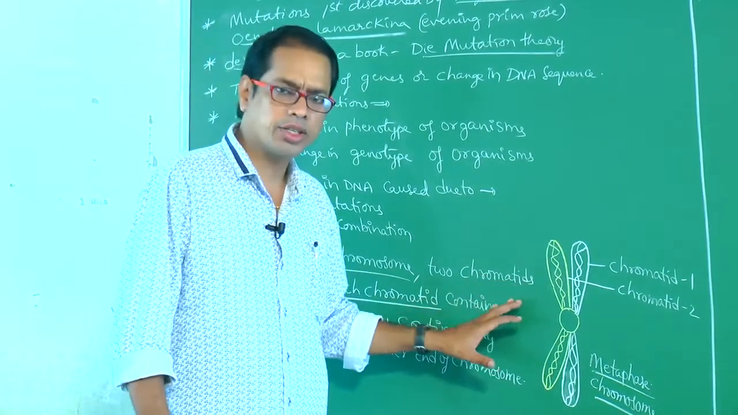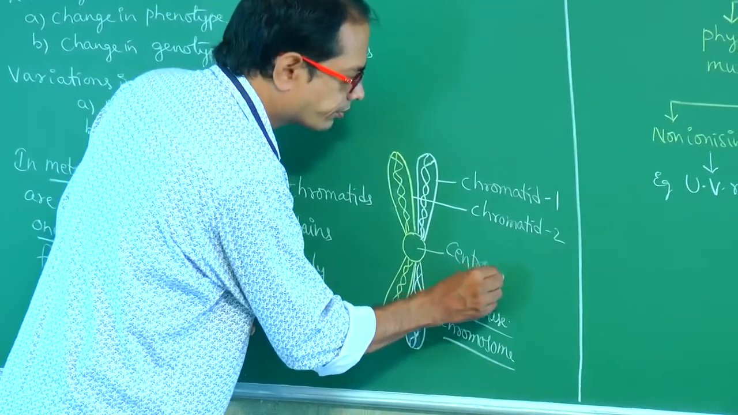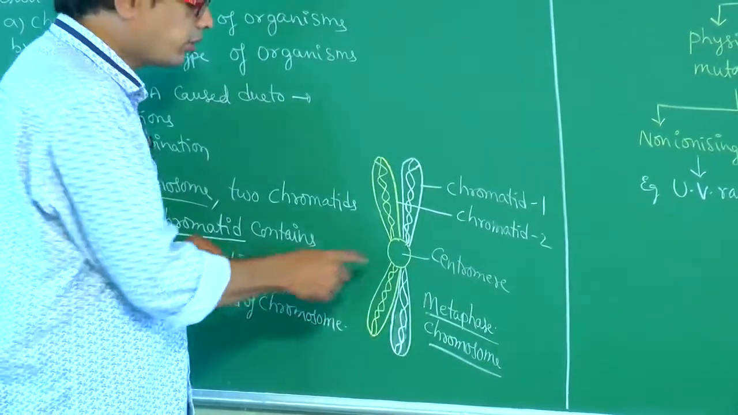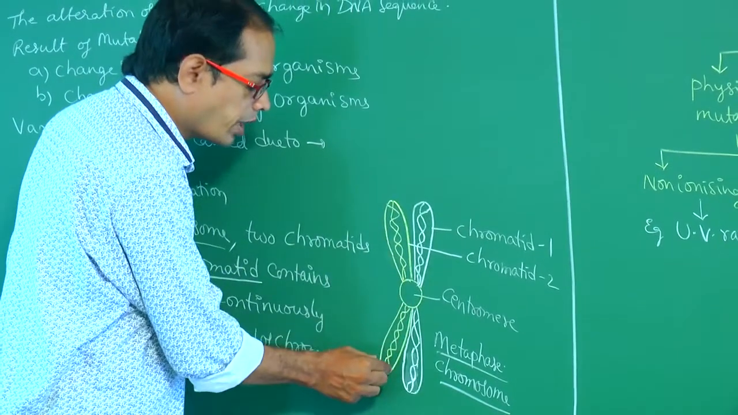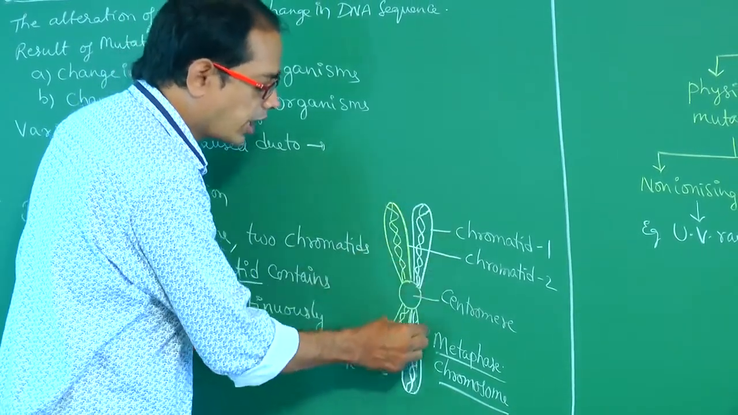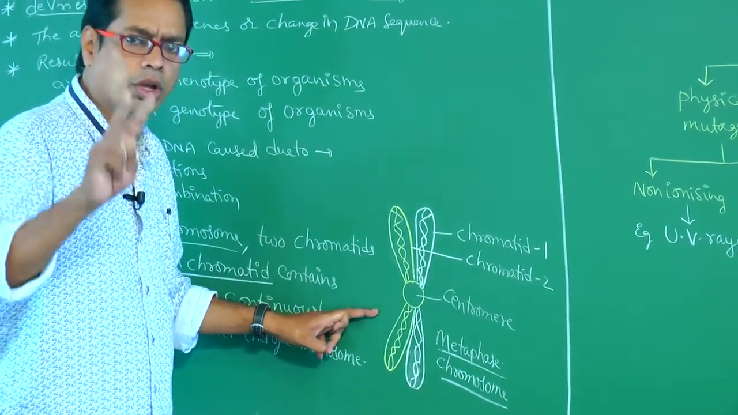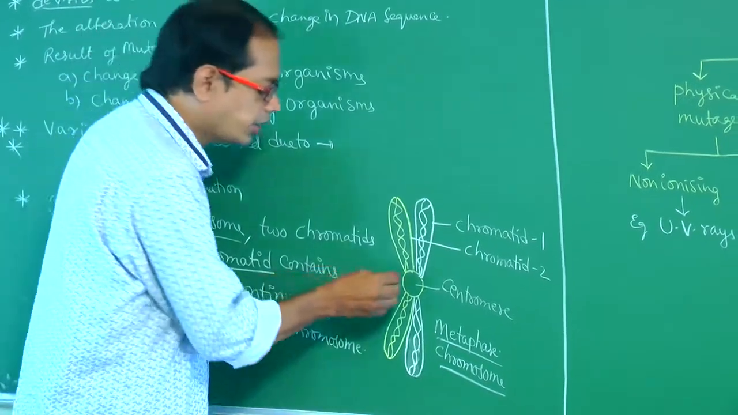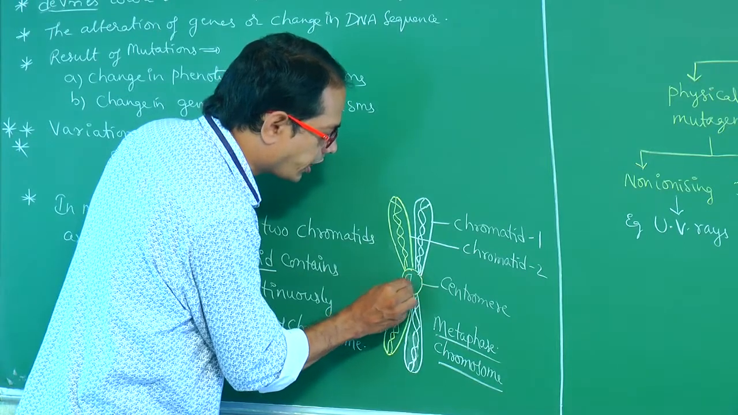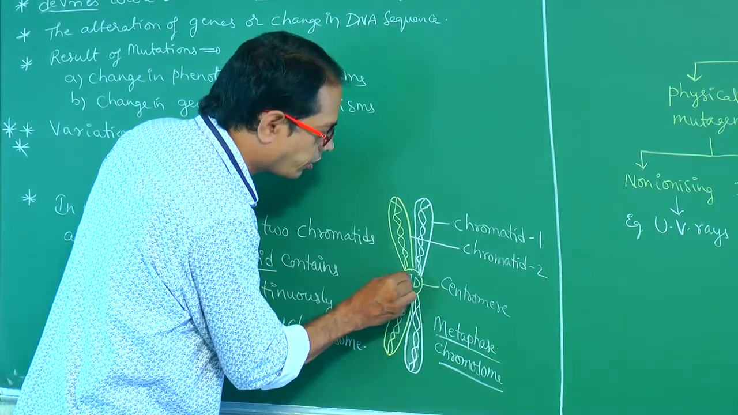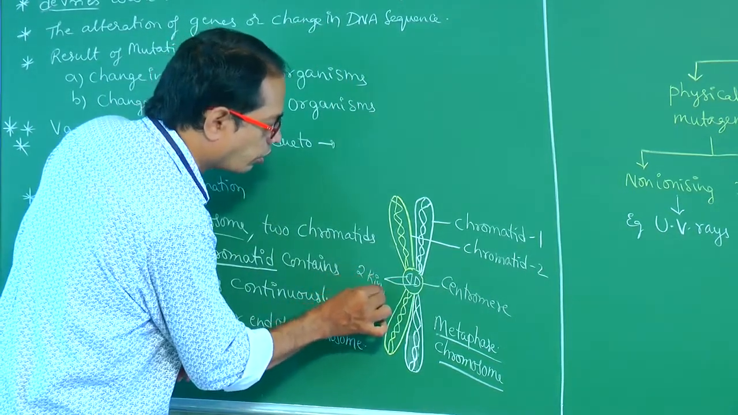What is a metaphase chromosome? Now look here, my dear students. This round one is called the centromere. This yellow part is called one chromatid. This white part is called another chromatid. So how many chromatids are there in a metaphase chromosome? 2 chromatids. Right. Inside that, this is one kinetochore and this is another kinetochore. So these are 2 kinetochores.